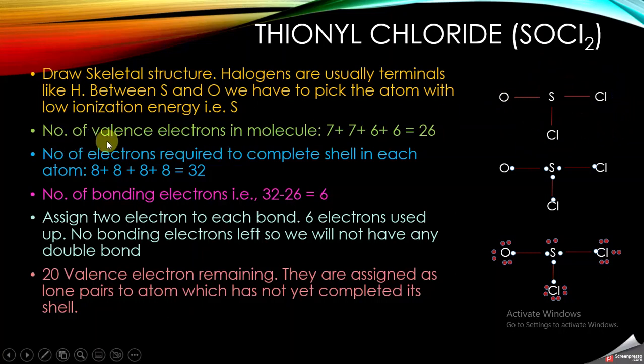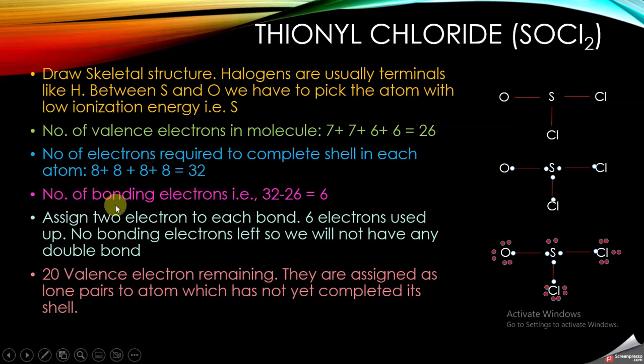Now the second step is to calculate the number of valence electrons. Oxygen has 6, sulfur has 6, and each chlorine has 7, because the chlorines are in the 7th group, and these 2 atoms are in the 6th group. So we have 7 plus 7 plus 6 plus 6 equal to 26, which is the total number of valence electrons in these atoms. Now calculate the number of electrons required to complete the shell in each atom. Each of these 4 atoms requires 8 electrons to complete their shell, so we have 8 plus 8 plus 8 plus 8 equal to 32.